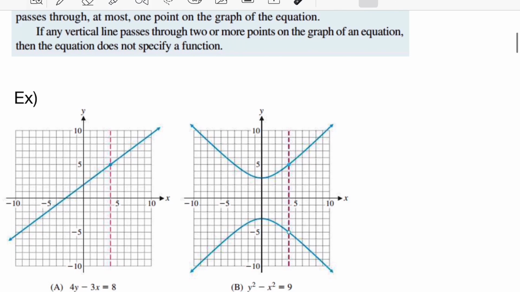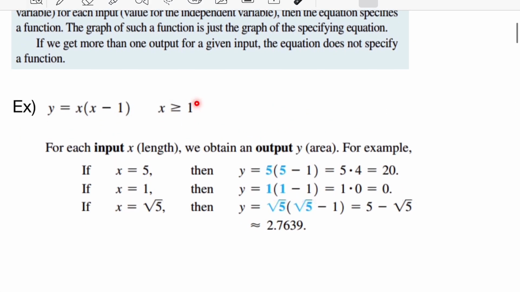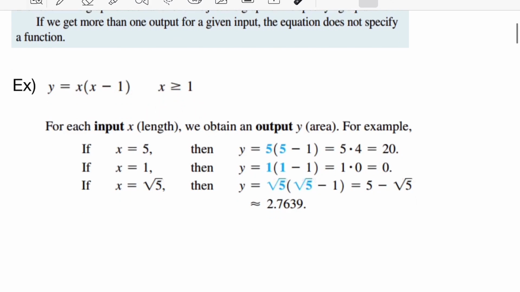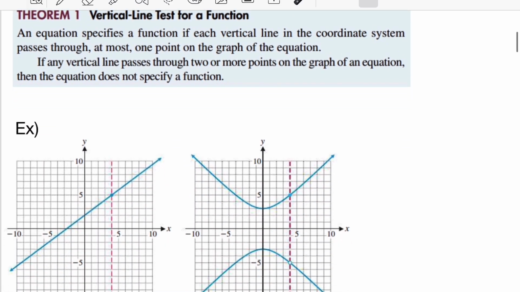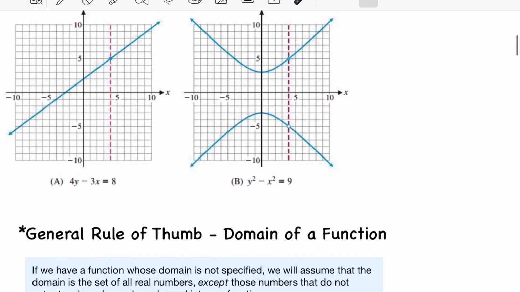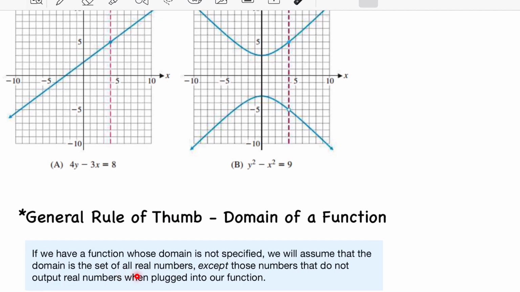All right, so in our last example here, going back up, we were given the domain of our function. It was specified, but this actually is not always the case. And so what we'll look at is a general rule of thumb for the domain of a function. And that is, if we have a function whose domain is not specified, we'll assume that the domain will be the set of all real numbers except those numbers that do not output real numbers when plugged into our function.